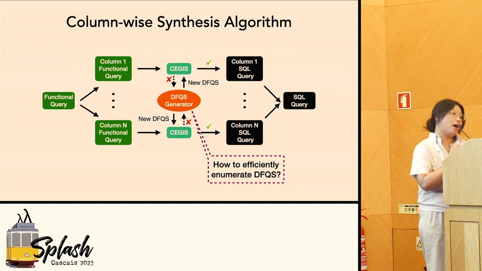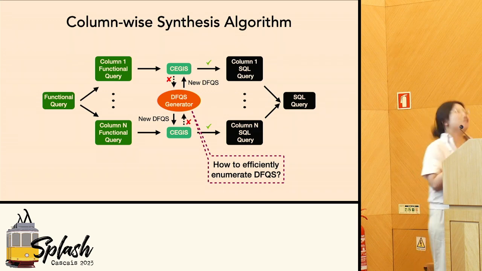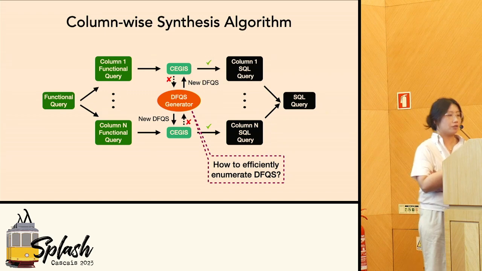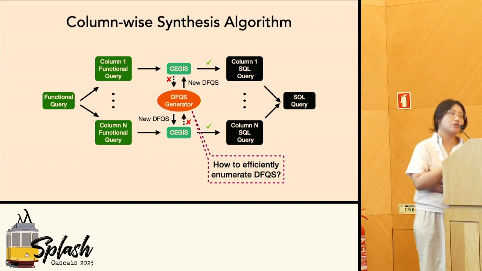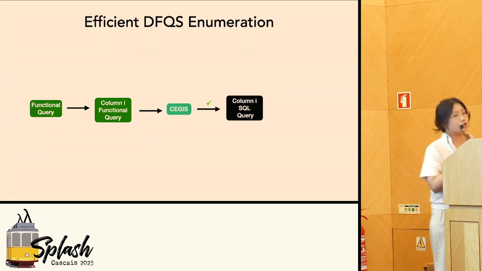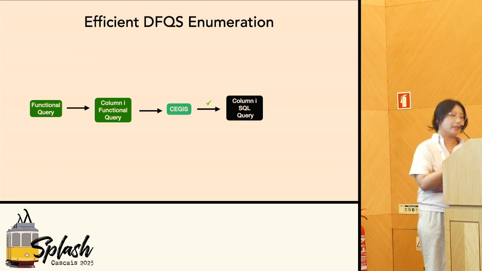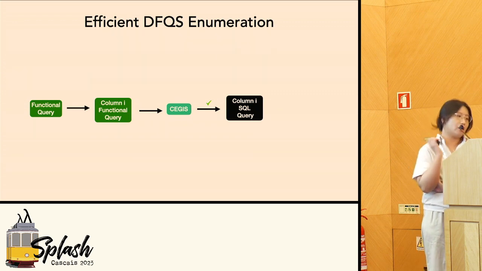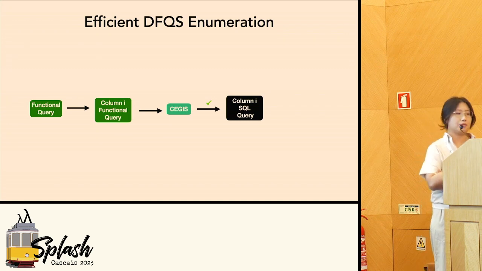We now know how we can operationalize the DFQS in an algorithm, but it leaves the last important question to answer. How can we efficiently enumerate DFQSs so that this approach is actually efficient? Well, the way we do that is we adjust the algorithm that we showed previously. In this new algorithm, we first synthesize one of the column queries at random. It can be any column, with no DFQS.